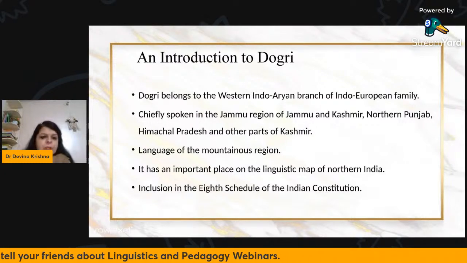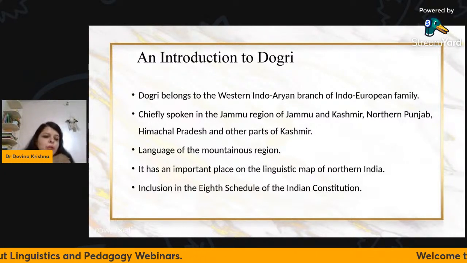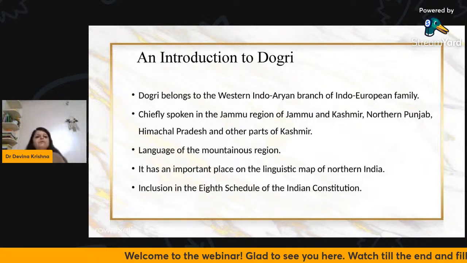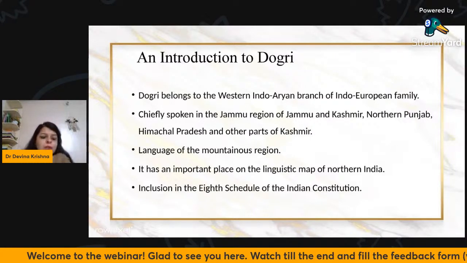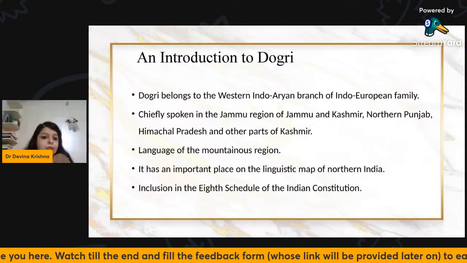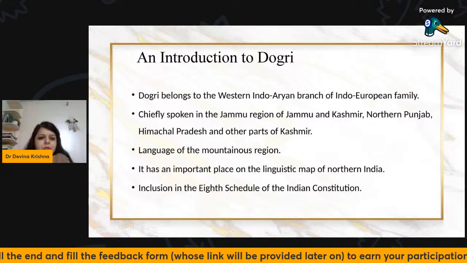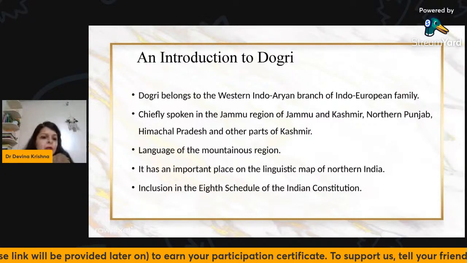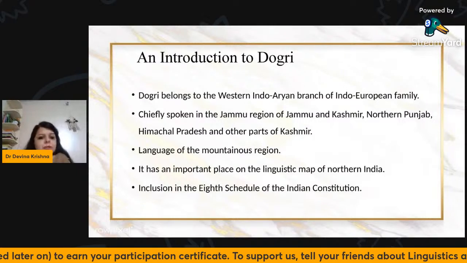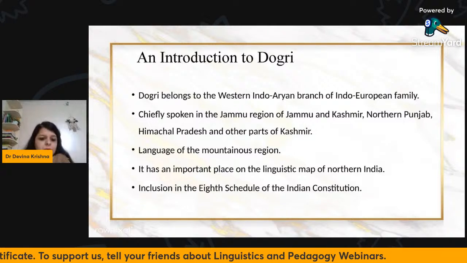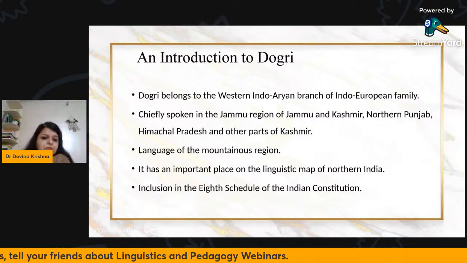As we know, we have a major proto-language family, which is the Indo-European language family, and within that there are so many sub-branches, and one such branch is the Indo-Aryan branch or the Indic branch. So Dogri belongs to the Western Indo-Aryan branch of the Indo-European family. And as I have briefed earlier, it is mainly spoken in the Jammu region of Jammu and Kashmir, northern Punjab, Himachal Pradesh, and other parts of Kashmir. This is within the Indian subcontinent.